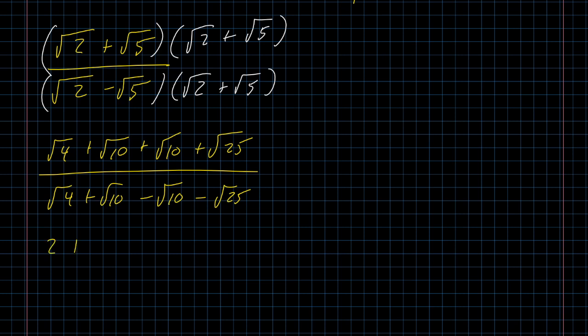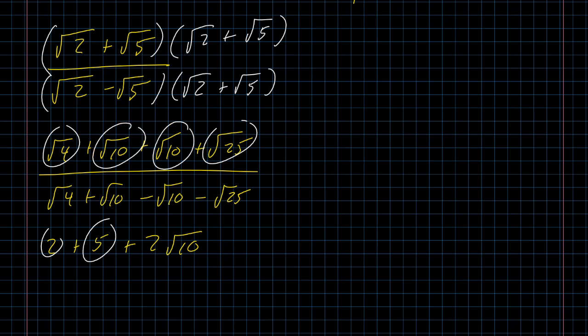So we'll have 2 plus 5 plus 2 root 10. I've changed the order a little bit, right? I took the square root of 4, which is 2, and the square root of 25, which is 5, the ones that actually work out, and I brought them in front to make my life a little bit easier. And then I've got 2 square root of 10, so I can simplify by combining some like terms.